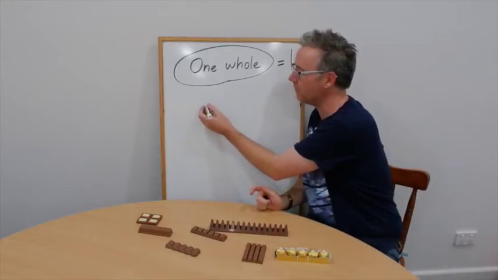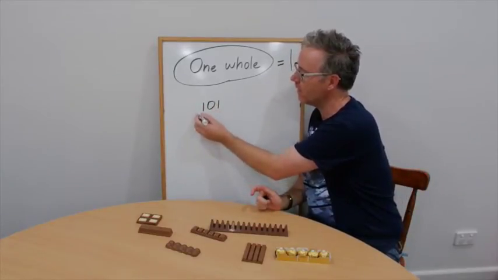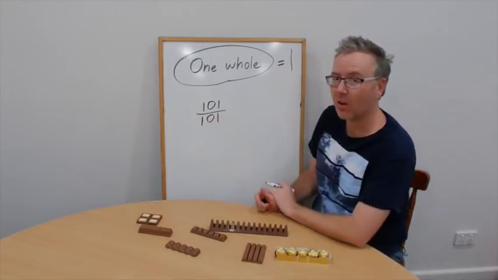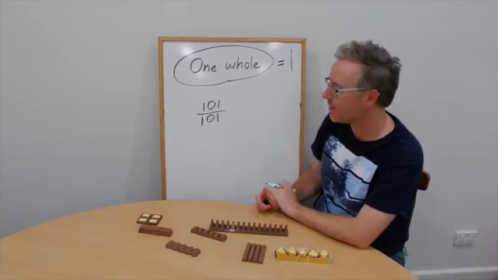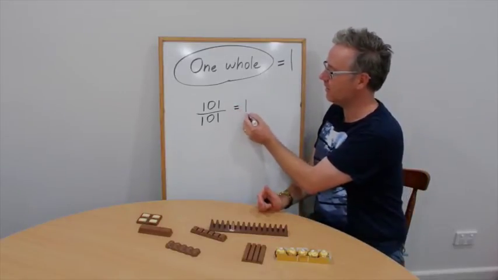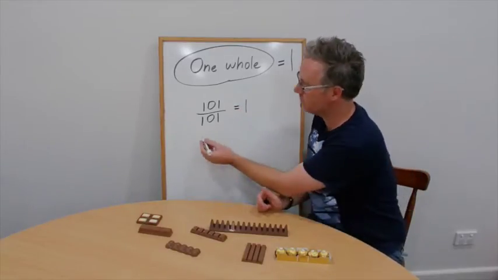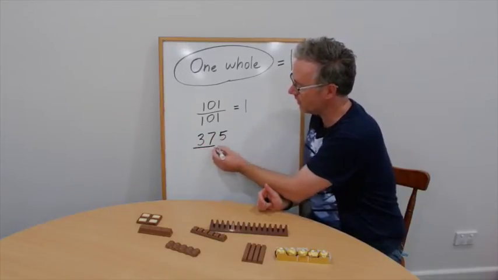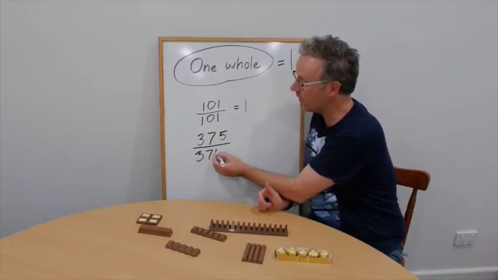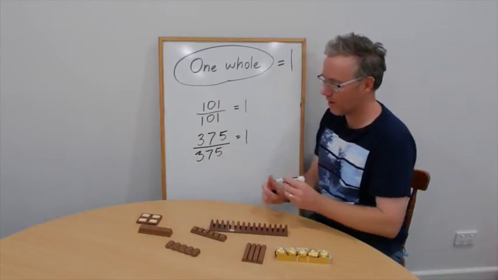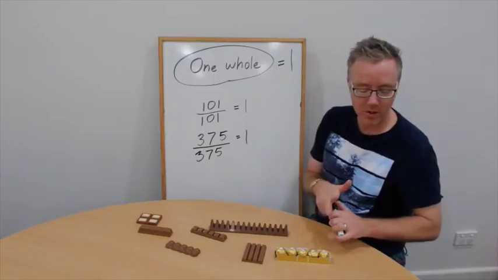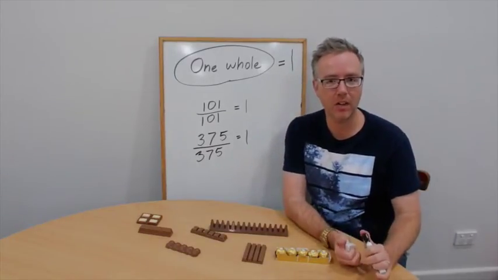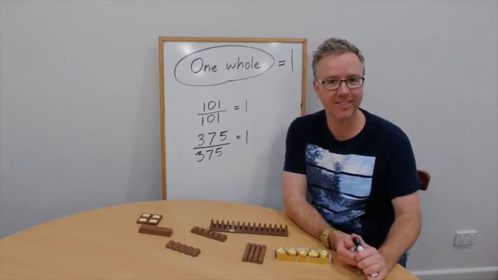For example, 101 parts that I have, and the whole is broken up into 101 equal parts. It means 1. 375 over 375 equals 1. You get the idea, I'm sure. So please remember that, everybody, that when the numerator and the denominator are equal, it means one whole.